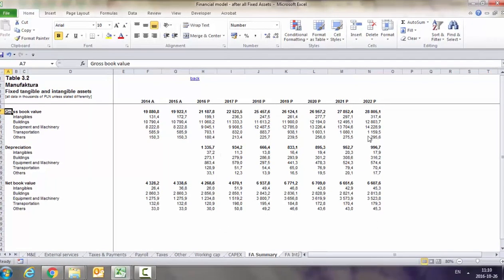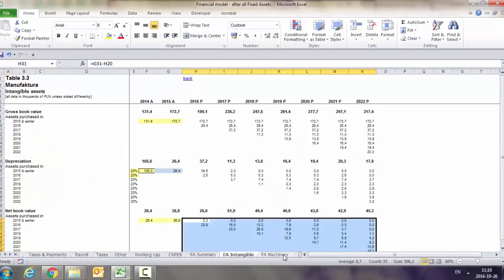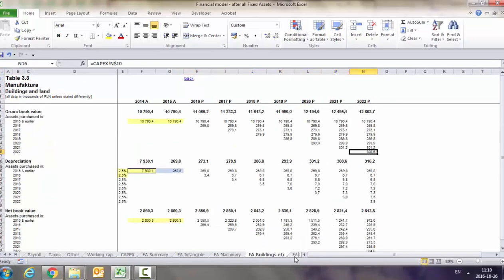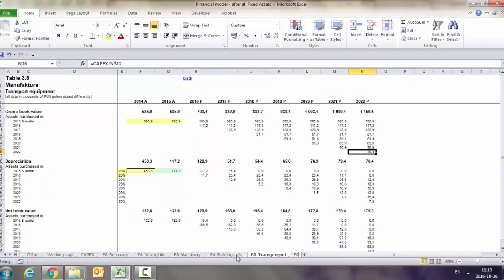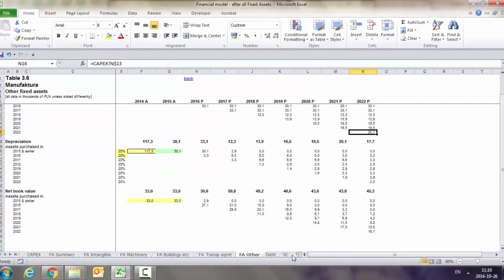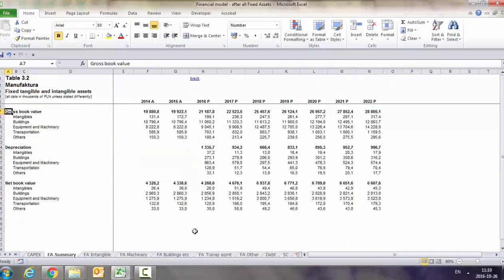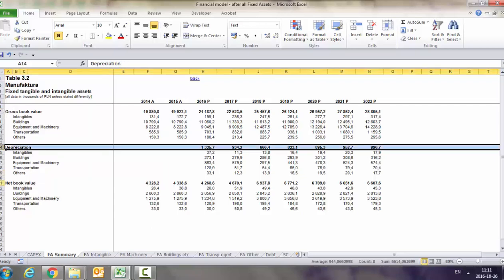Hopefully you managed to do all sheets, FA intangible, FA machinery we did together. You should have done FA buildings, transportation, and FA others. Now, once you're done with it, you will have the summary in the FA summary sheet. And what we will have to do now is to feed this into the profit and loss account. As you can see, we have 3 values here. So the gross book value, depreciation, and net book value.